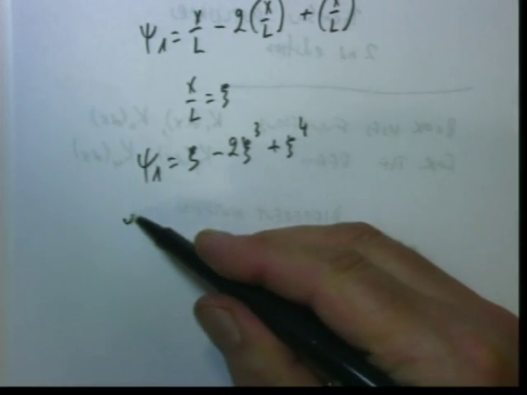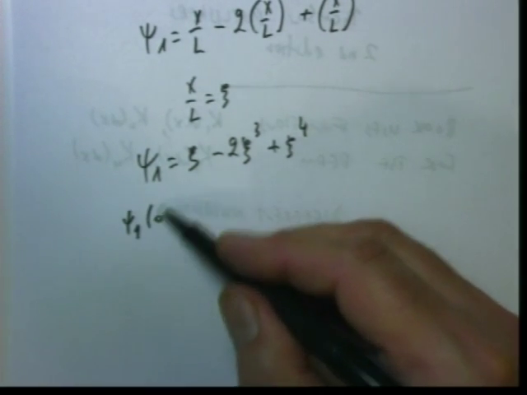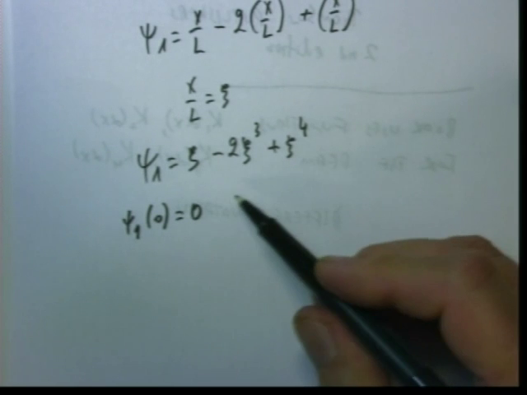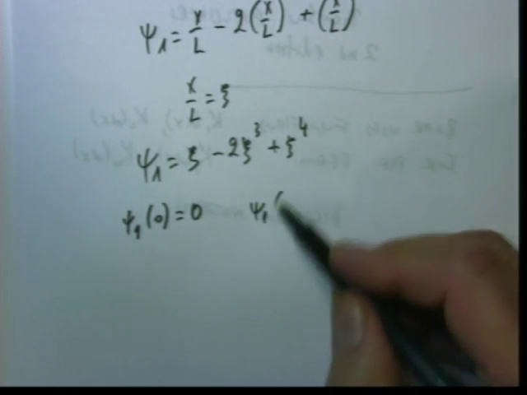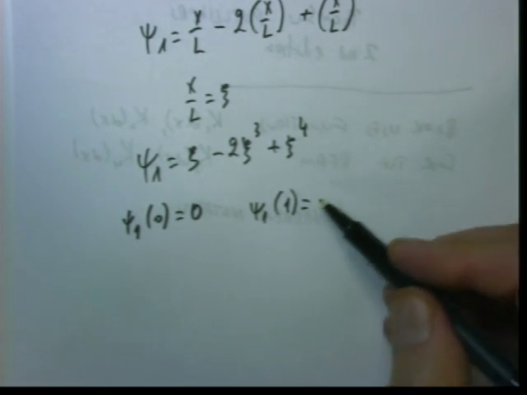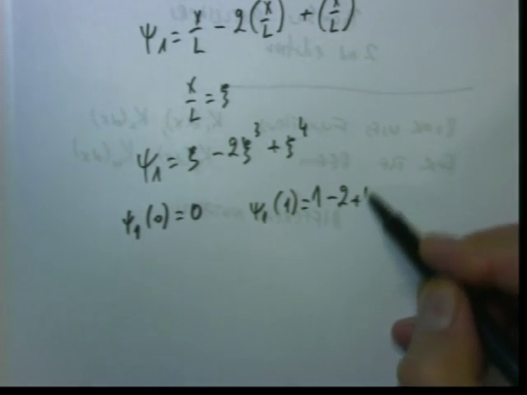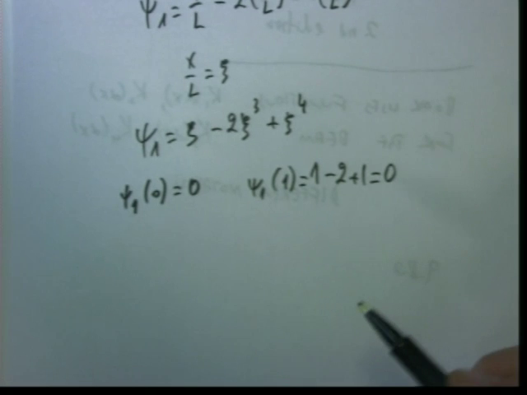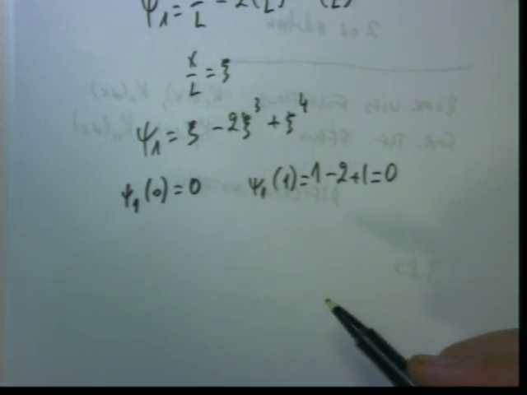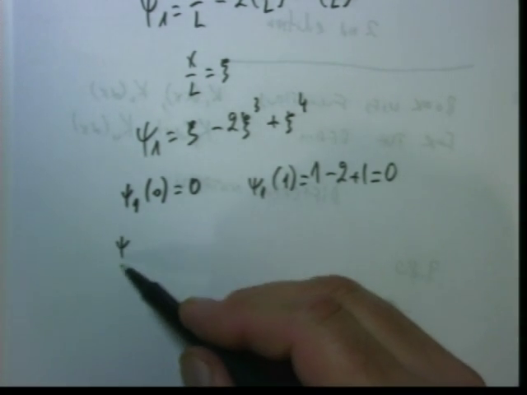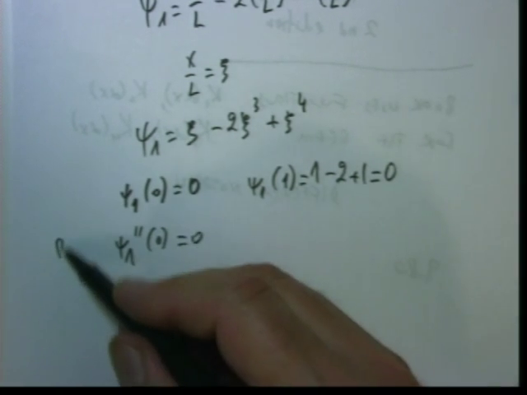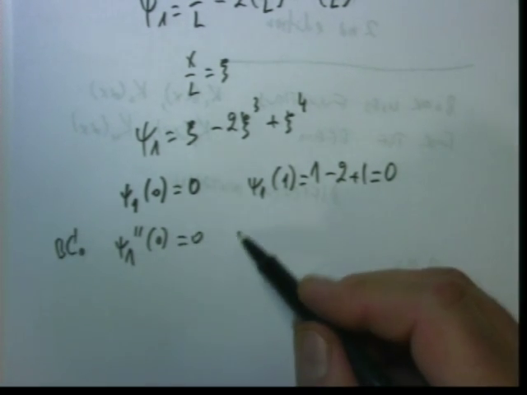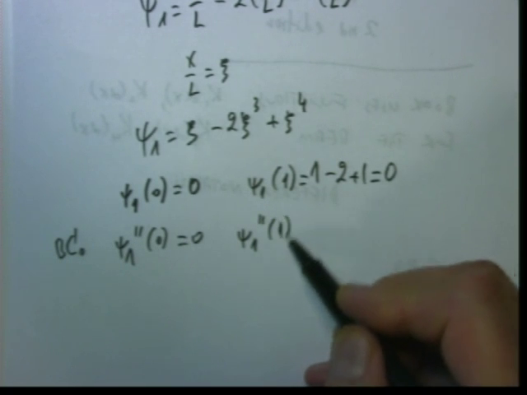So then we satisfy psi 1 at 0 naturally equals 0: 0 minus 2 times 0 plus 0. Then psi 1 at 1 is 1 minus 2 plus 1, that also equals 0. Then the second derivatives must equal 0. Psi 1 second derivative at 0, boundary conditions, and psi 1 second derivative at 1 must be 0.